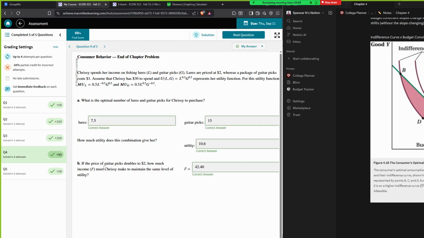But yeah, 10.6, and then if the price of guitar picks doubles to $2, how much income must Prissy make to maintain the same level of utility? Okay, this one is a little tricky.